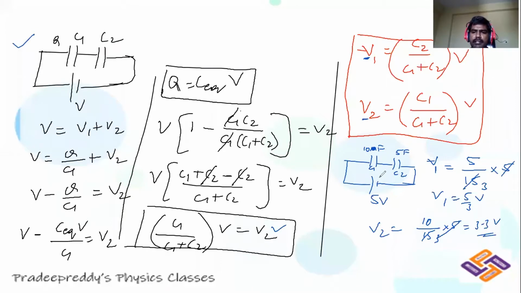Now let us take one example. We have two capacitors of capacity 10 microfarad and 5 microfarad, and you have a battery of 5 volt. In order to find the voltage dropped here V1 and the voltage dropped here V2, C1, C2 and V are known to you. You can just substitute those here so that you can find V1 and V2 in one single step. So I recommend you remember these equations for V1 and V2 in solving series and parallel combination problems.